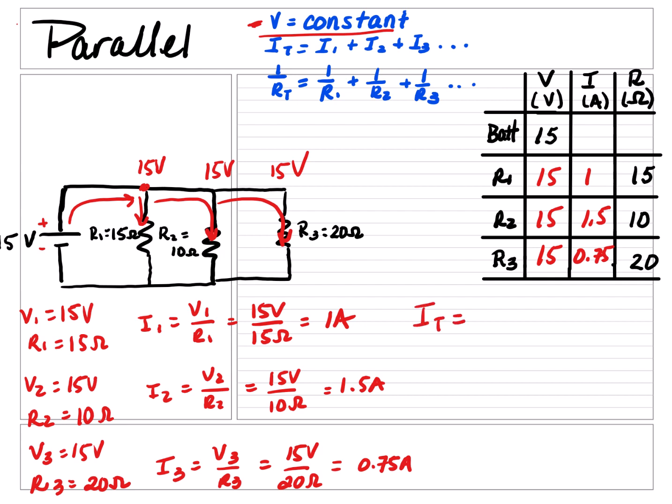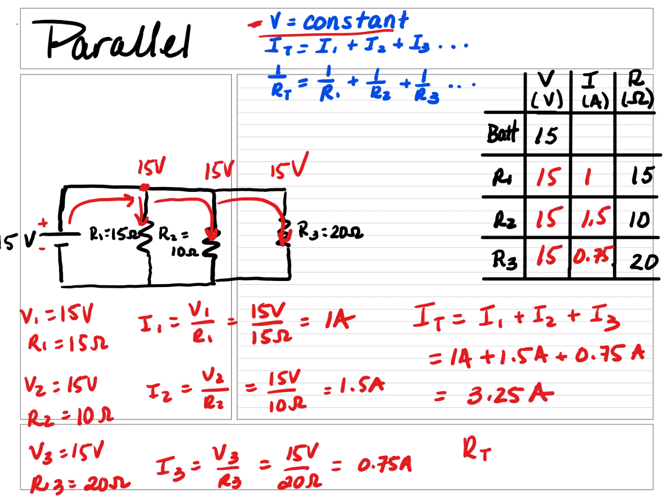I total is equal to I1 plus I2 plus I3. This is equal to 1 amp plus 1.5 amps plus 0.75 amps, which is equal to 3.25 amps. So R total is equal to V total over I total, which is equal to 15 volts over 3.25 amps, and this will equal 4.62 ohms.